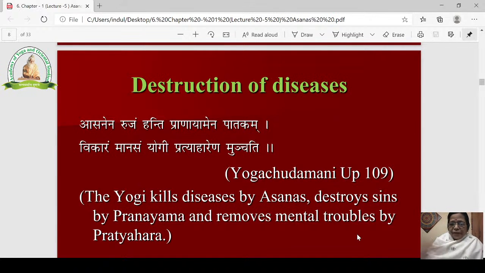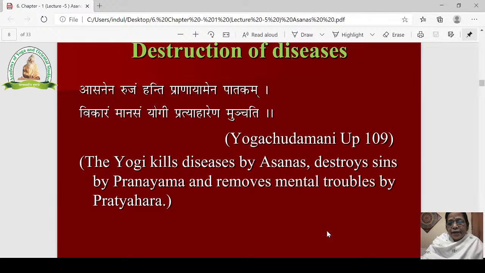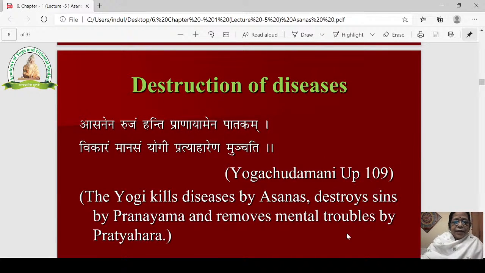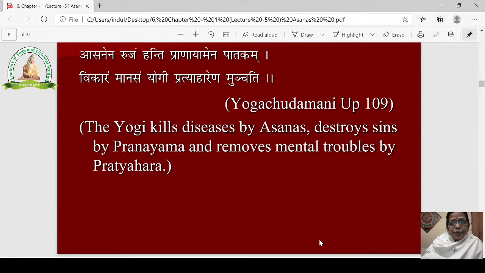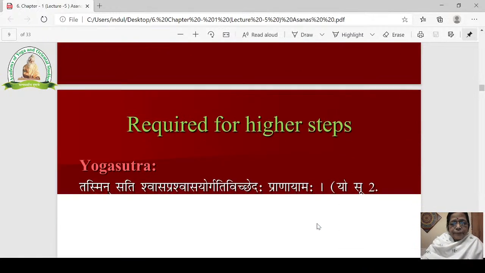How? There are many texts which support this view. For example, Yoga Chudamani Upanishad says, Asanena rujang hanti pranayamena patakam vikarang manasang yogi pratyaharena munchati. The yogi kills diseases by asanas, destroys sins by pranayama, and removes mental troubles by pratyahara. So here it is clearly said that asanena rujang hanti, asana kills the diseases. Ruk means disease or any pain in the body. So the yogi becomes disease free by the practice of asana.